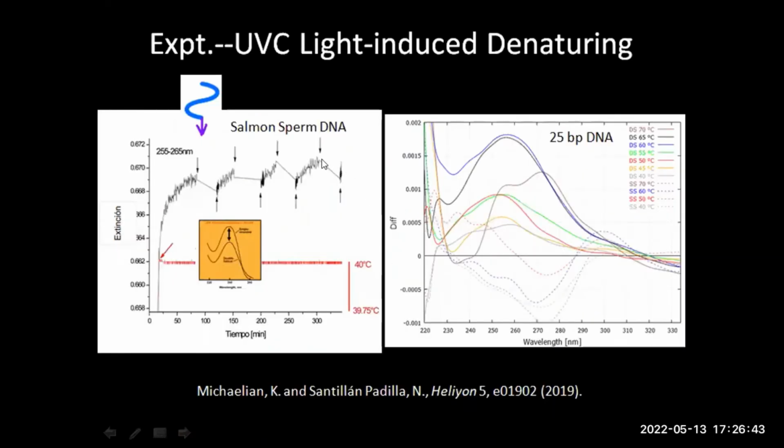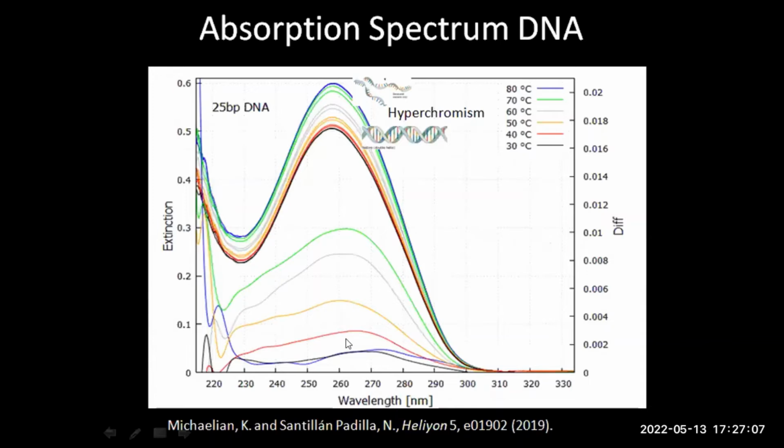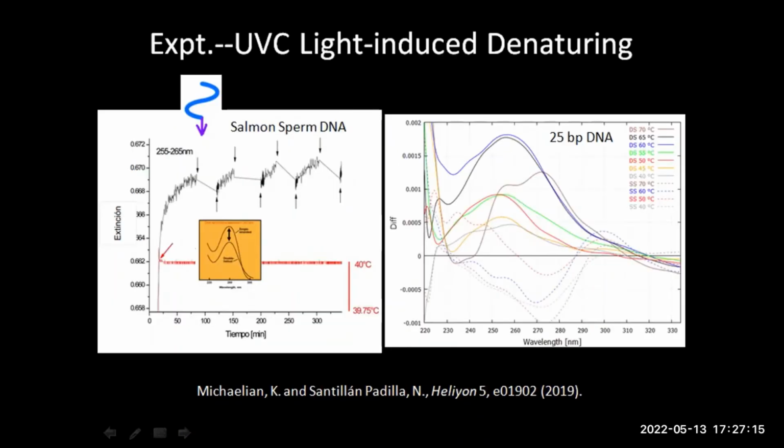Now we wanted to see if we could, at a fixed temperature, denature with UVC. This is the case of salmon sperm DNA in pure water. We bring the temperature up to 40 degrees centigrade and keep it constant, and then turn the UVC light on and off. This is the integration over 255 to 265 nanometers, where DNA is absorbing. We're just integrating over this region, where it's the peak, and plotting the result as a function of time of the experiment.